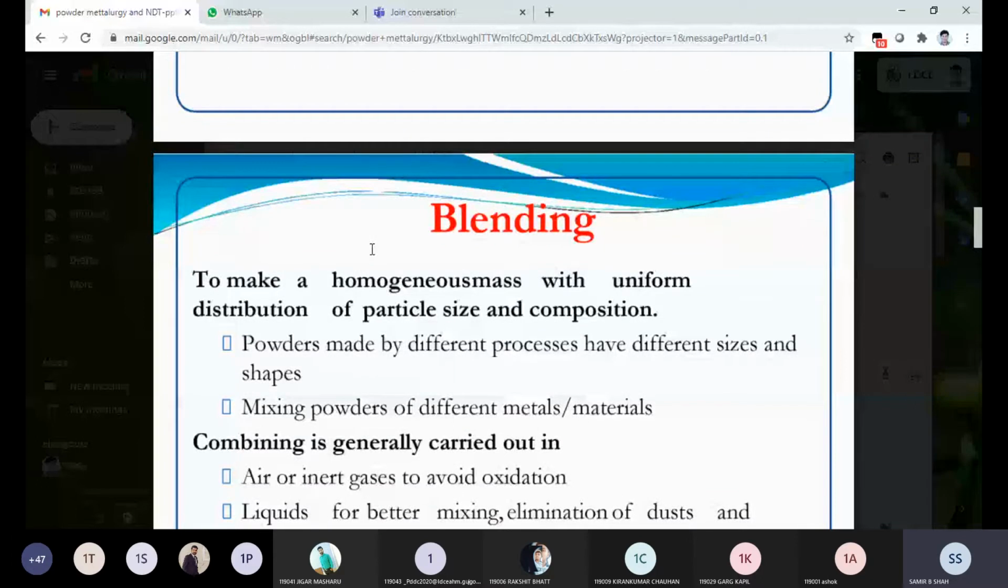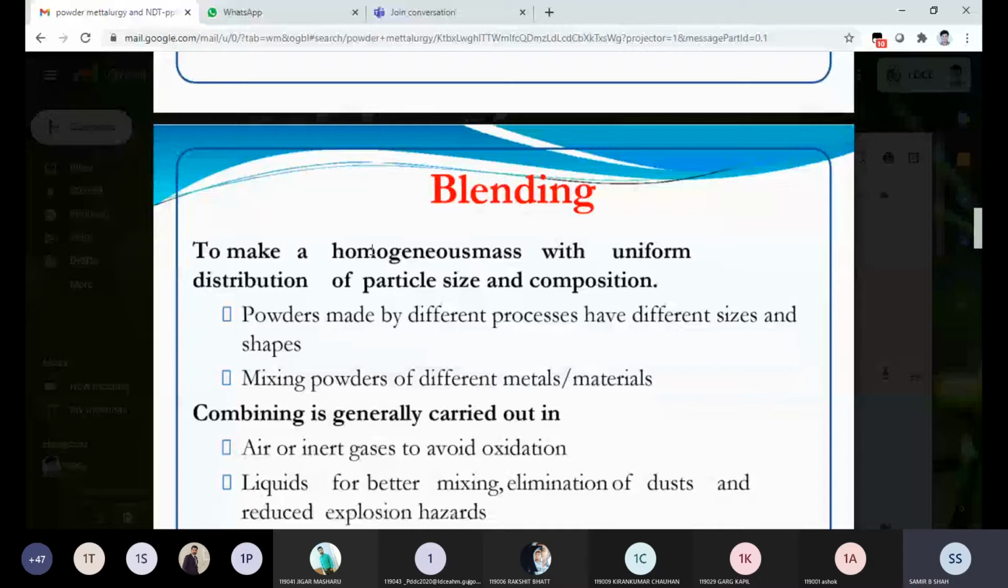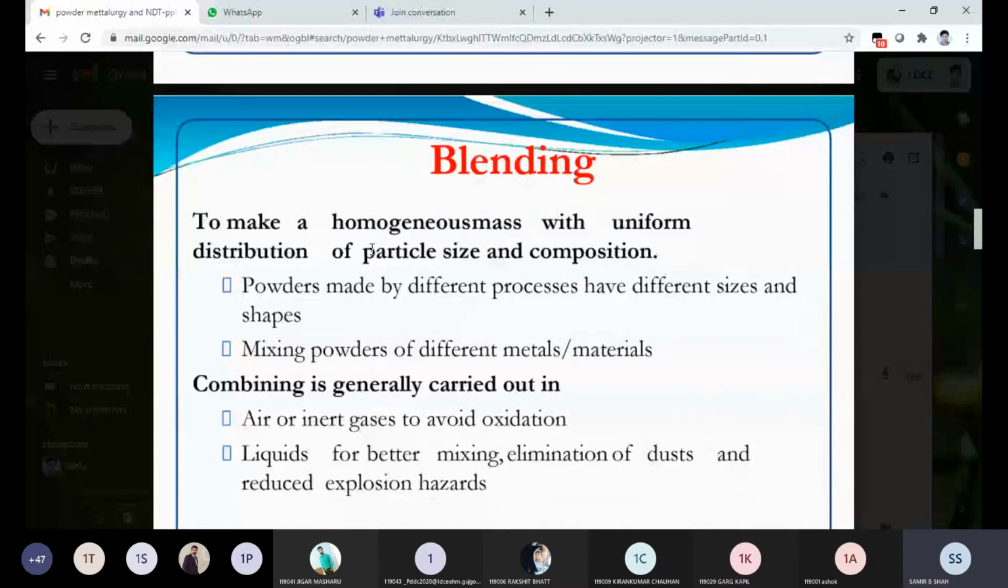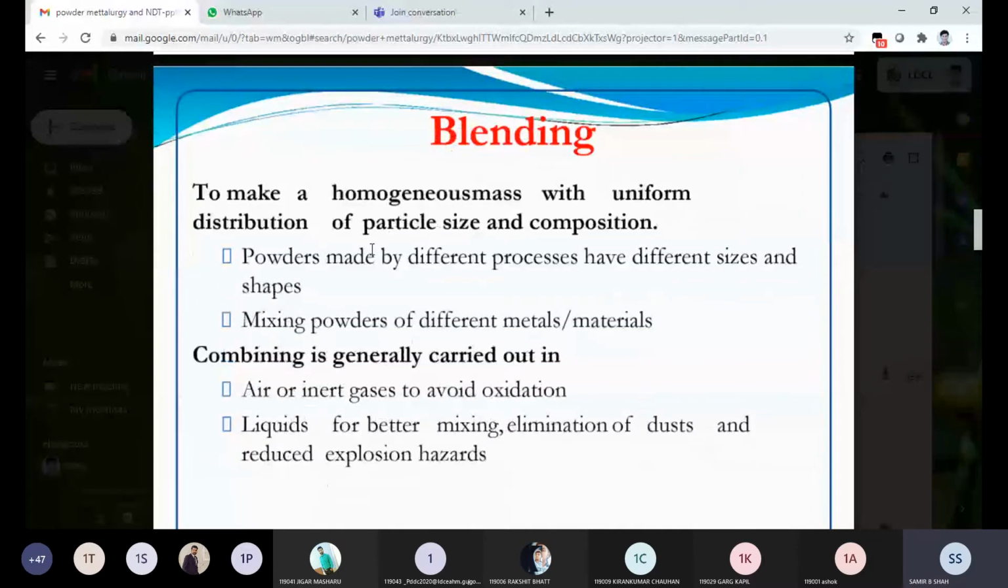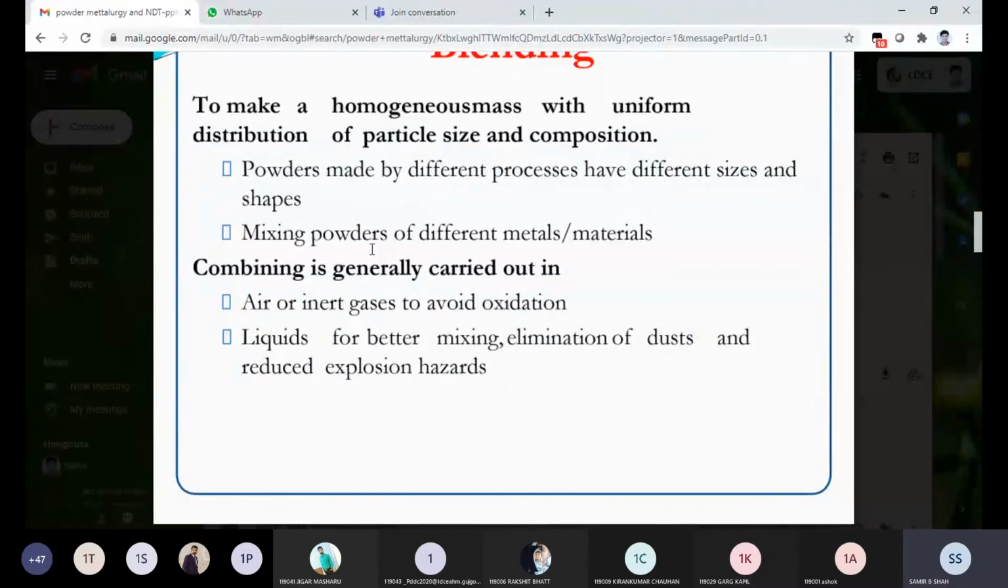Powder is made by different processes at different sizes and shapes, that we know. Mixing powders of different metals is generally carried out in air or inert gases to avoid oxidation. What we have to do, we can flow the air or inert gases, or liquid, for better mixing, to eliminate dust and reduce the explosion hazard.